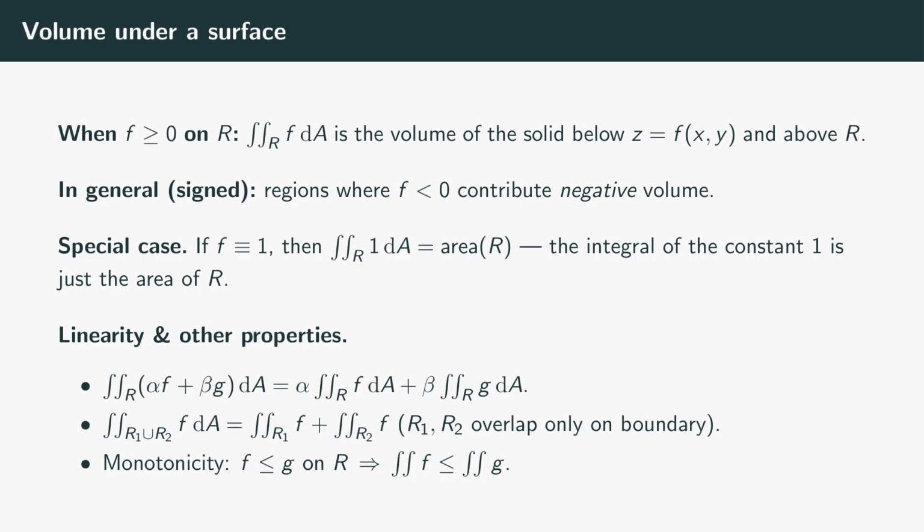You can pull constants out and split sums. It's additive over regions: if you split capital R into two pieces, sharing only a boundary, the integral over capital R equals the sum of the integrals over the pieces. And it's monotone: bigger integrand, bigger integral. These are the same properties the single variable Riemann integral has, just with one extra dimension along for the ride.